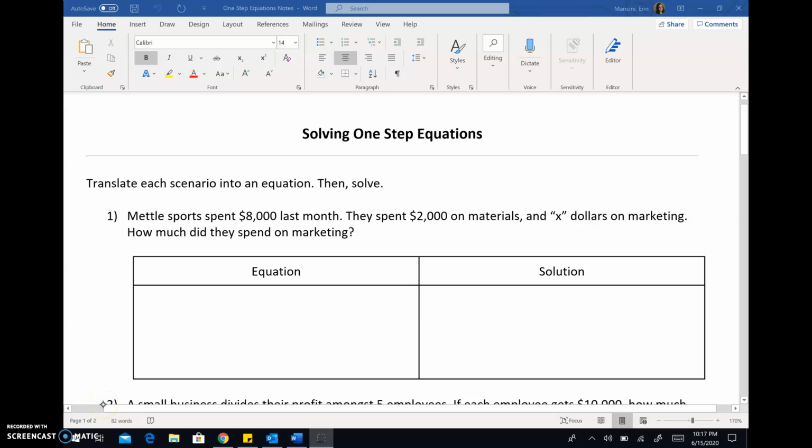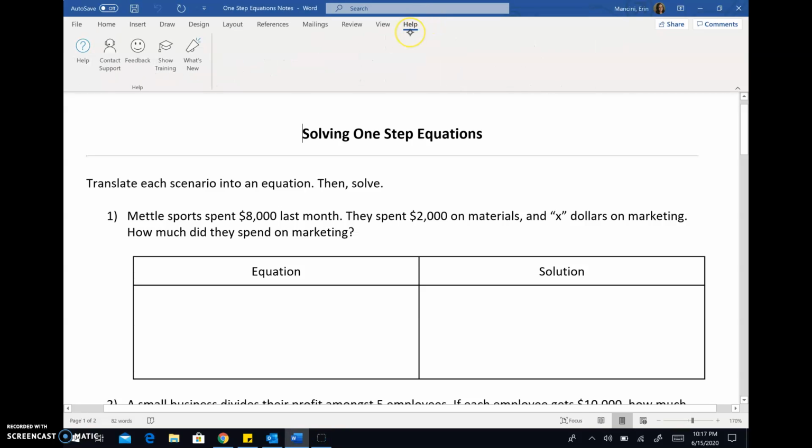Hey everyone, in this video we're going to start talking about equations, and we're going to start small with some one-step equations. So first, what I want to talk about is what is an equation and why do we even care? I think the best way to have that conversation is through a couple real life examples here.